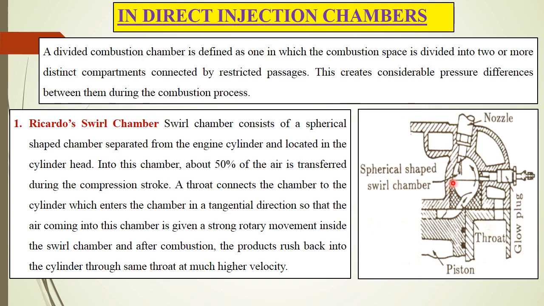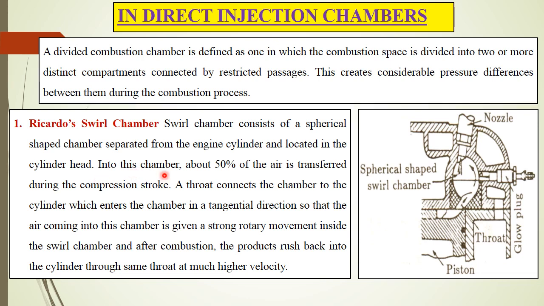Here the figure is shown. This is a spherical shaped swirl chamber. This additional chamber is provided in the cylinder head and is connected with the main chamber through a restricted passage known as a throat. The swirl chamber consists of a spherical shaped chamber separated from the engine cylinder and located in the cylinder head.